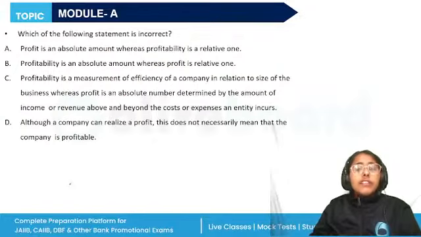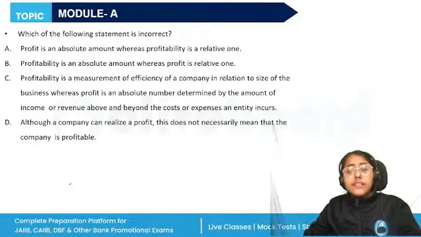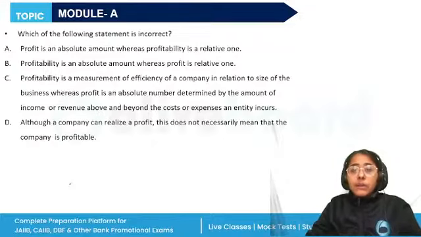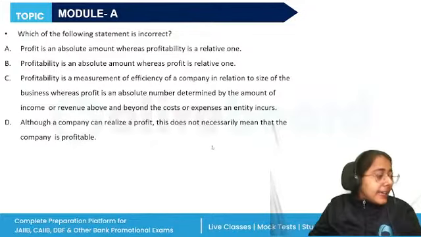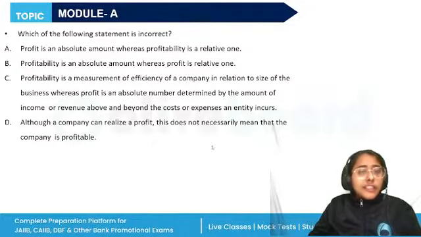Next question. Which of the following statements is incorrect? Option A says profit is an absolute amount, whereas profitability is a relative one. Option B says profitability is an absolute amount, whereas profit is a relative one.